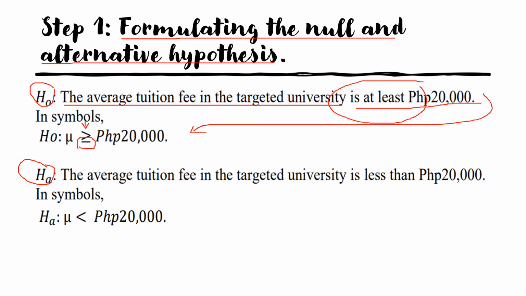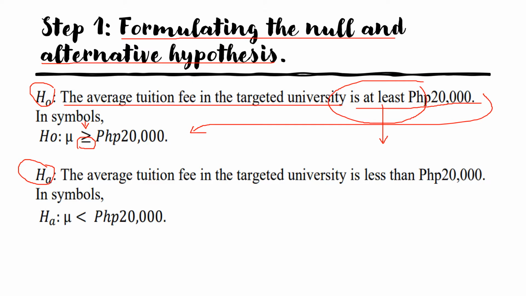Because the keyword here is "at least," meaning the minimum or smallest amount that we can meet on the average tuition fee is 20,000 pesos. It cannot be less than 20,000 pesos because that will be the smallest amount that we can meet based on our assumption for our null hypothesis. It can be at least 20,000 pesos and it can be more than 20,000 pesos.